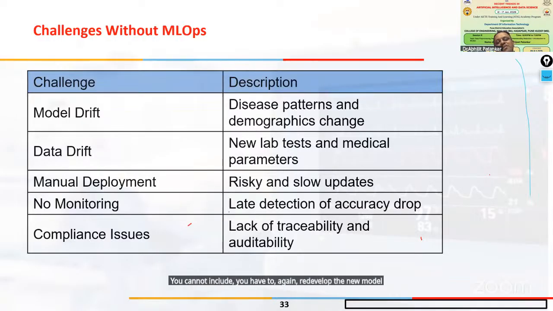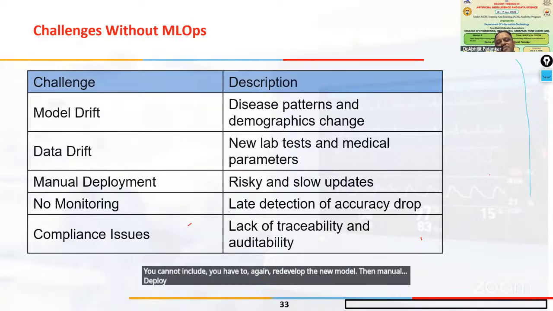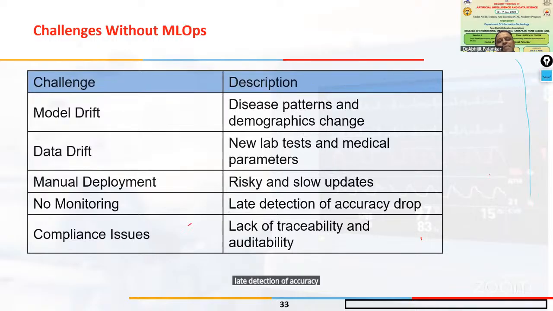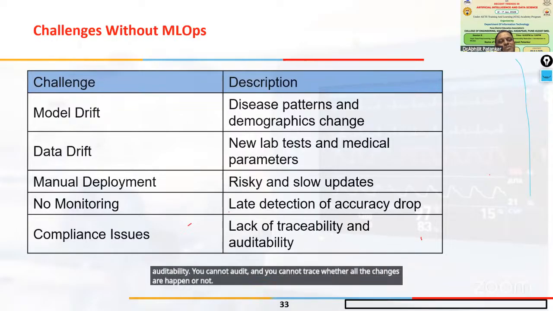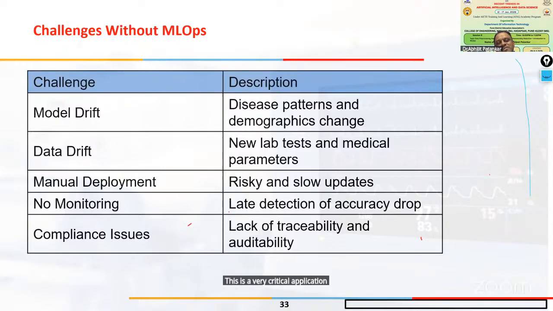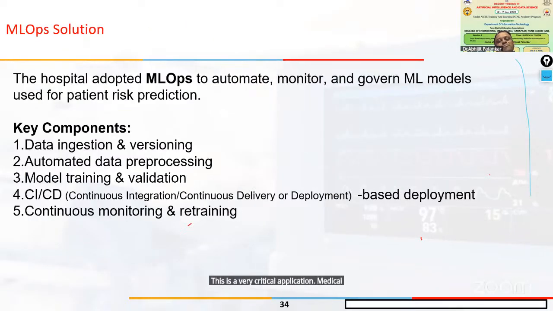Then manual deployment, risky and slow updates manually, no monitoring, late detection of accuracy and compliance, lack of traceability and auditability. You cannot audit and you cannot trace whether all the changes happened or not. This is a very critical application, medical. So MLOps: hospitals adopt MLOps to automate, monitor and govern ML models used for patient risk reduction.